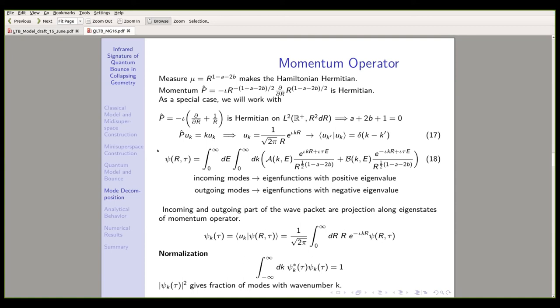orthonormal. And any wave packet can be decomposed in the fashion given in equation number 18. The incoming modes are then associated with the eigenfunctions with positive eigenvalue, and outgoing modes are associated with eigenfunctions with negative eigenvalue.